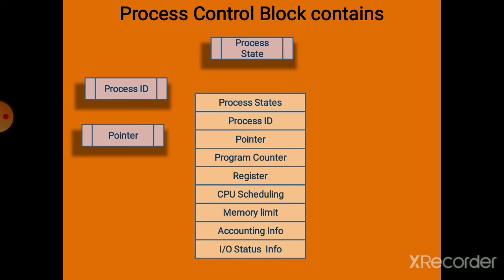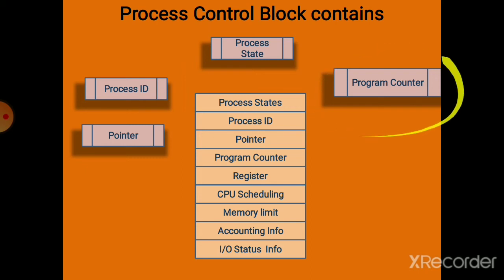The next information is the pointer. This pointer information will be stored in the PCB. It is the pointer to the parent process, the address of the parent process. So if the process is created by another process, then the pointer of this process points to the parent process.